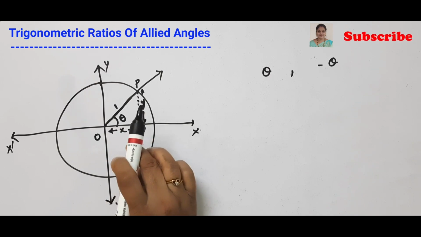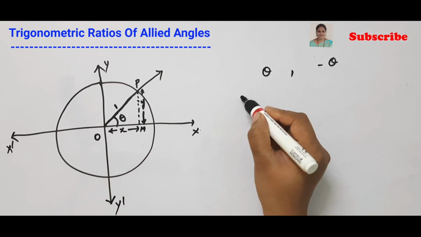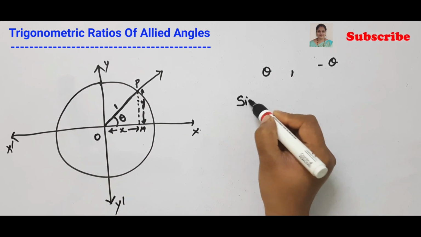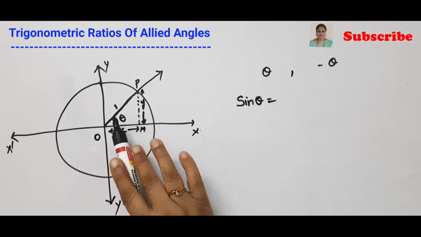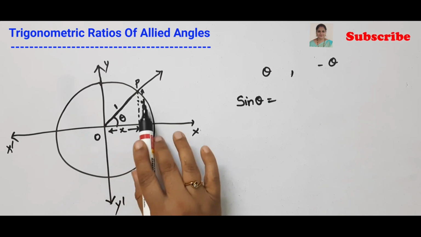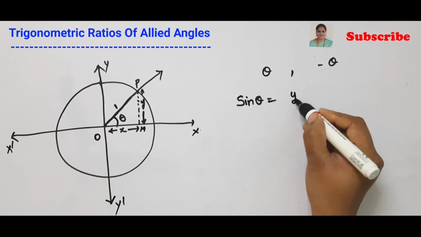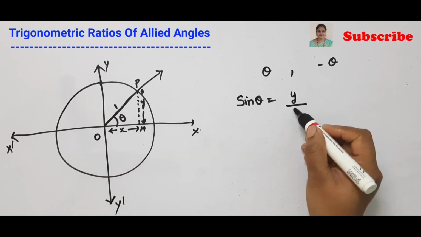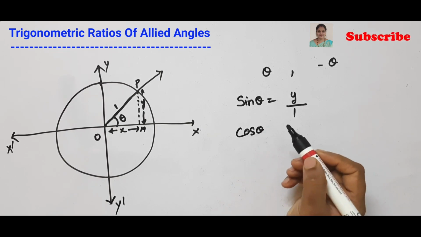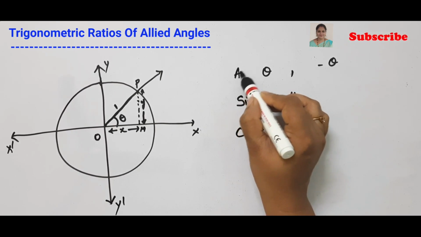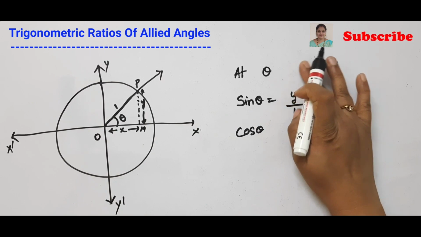It is clear. Now using this triangle, let us study the trigonometric ratios. First, sine theta is opposite side by hypotenuse, is it not? In this triangle, the length of the opposite side is y, by hypotenuse, which is 1. Next, cos. First I'm just studying the angles at theta, then we will go into minus theta.